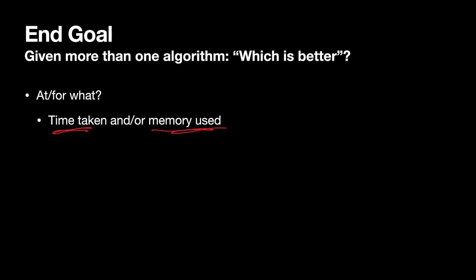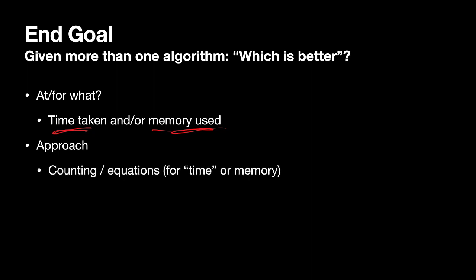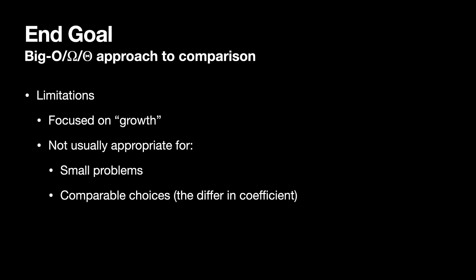And remember, for this notion of time, we're actually using the idea of a fundamental operation, a constant time operation. That's really just an approximation. So the approach that we're going to take is we're basically going to do some form of accounting or counting. We'll develop equations that somehow are a stand-in for the amount of time or memory being used. We're also going to be using this idea of big O, big omega, or big theta approach to do our comparisons. So let's do a quick review of that.